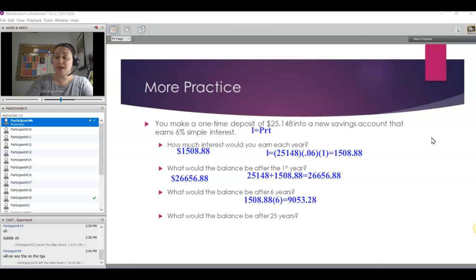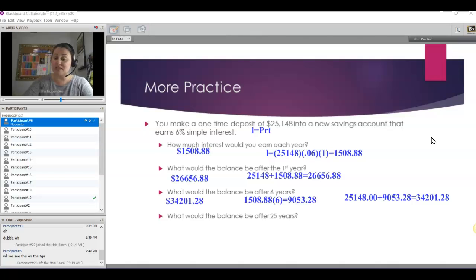Now once I find that out, I can add it to my principal, $25,148, and add $9,053.28. I should get $34,201.28. That would be my balance after 6 years. Not bad, huh? That's pretty good.